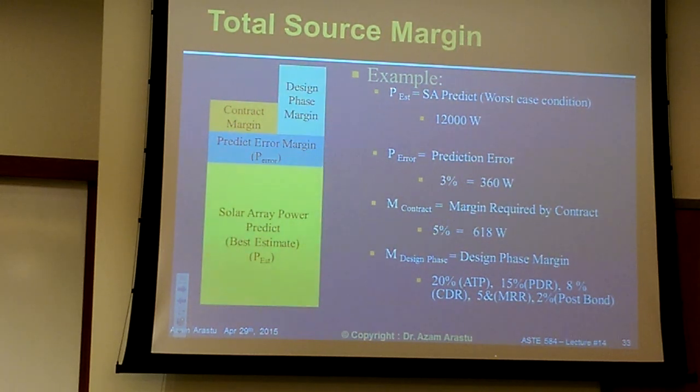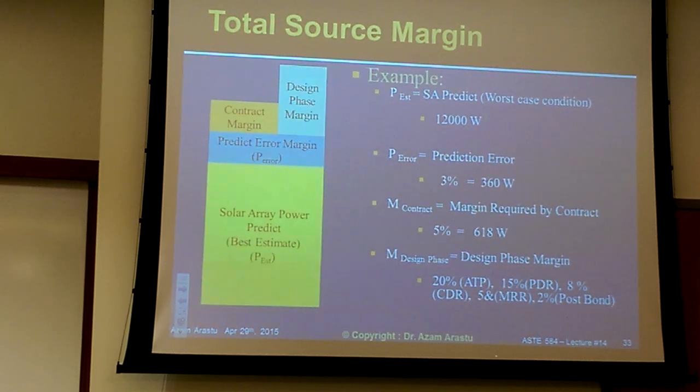So if I rack and stack this, this is how much I require for the space mission. There's a prediction error margin. I can't give that away. Contract margin. So here's what I need, and this is my design margin. So I have to start here to be able to guarantee this, showing how the margins kind of stack up. So the design margin does not account for the contract margin. That's why I showed it here.